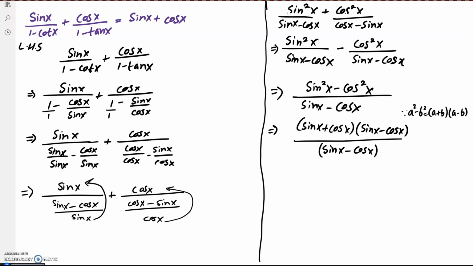Clear? Now you can clearly see we can cancel out the term sine x minus cos x with sine x minus cos x, and we will be left with sine x plus cos x. You can see this one and this one, they are both the right hand side, so we prove the identity.